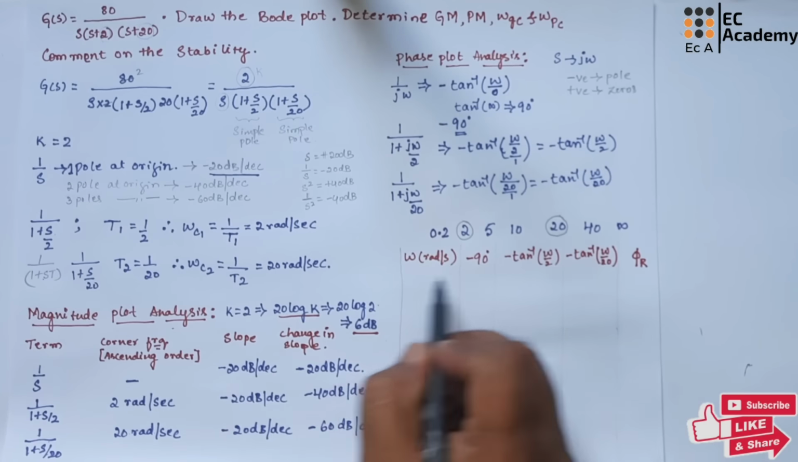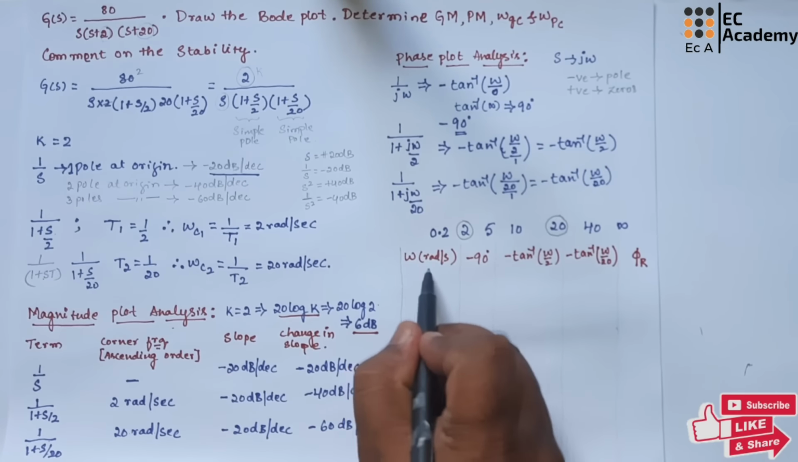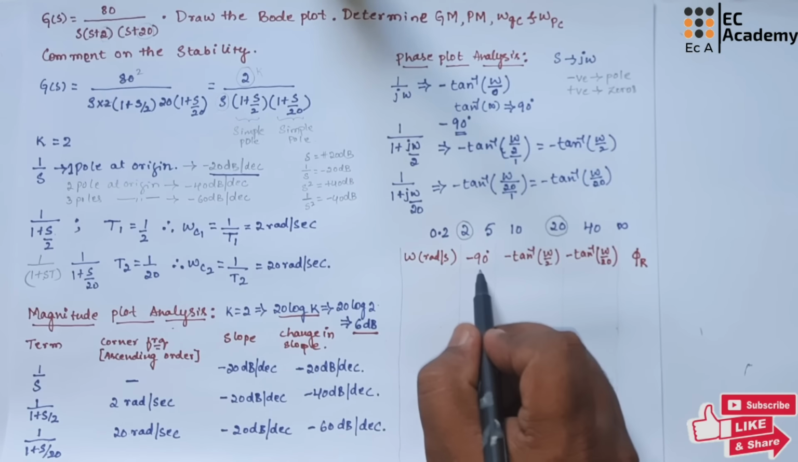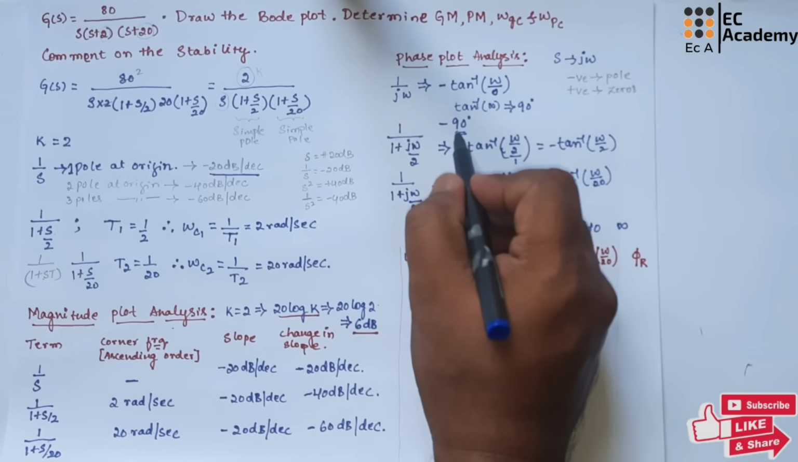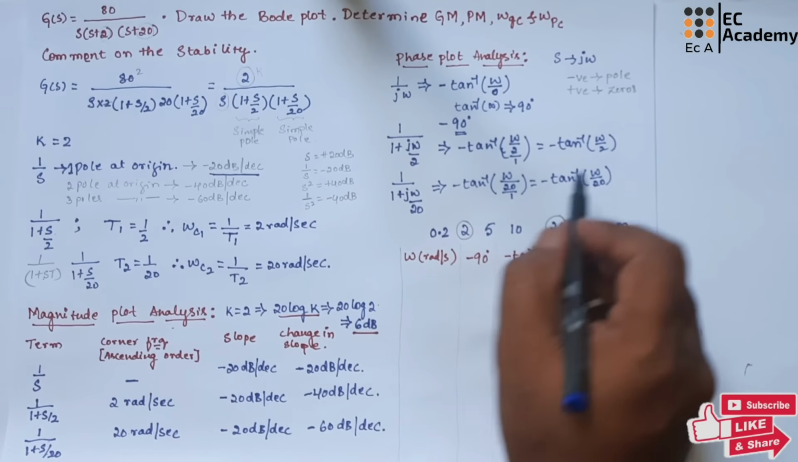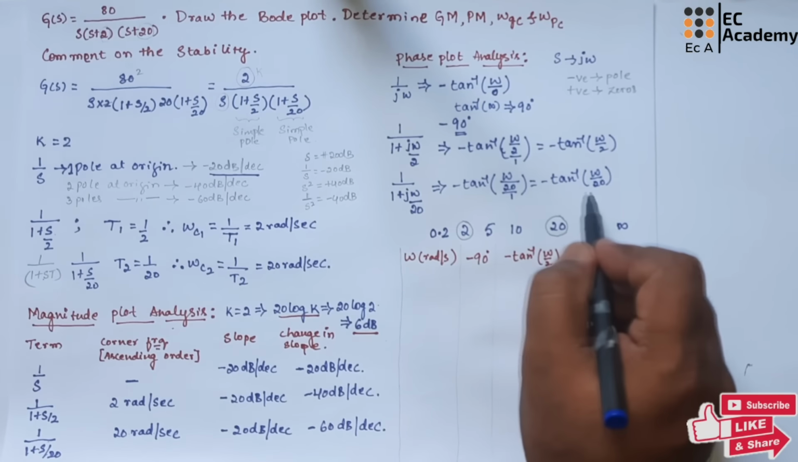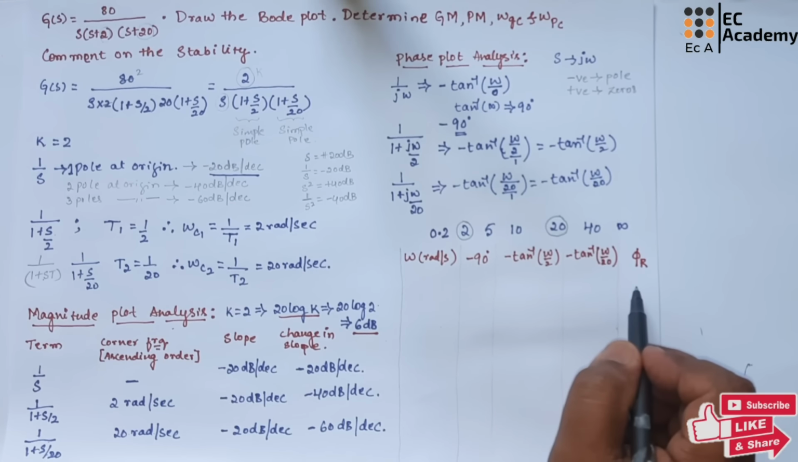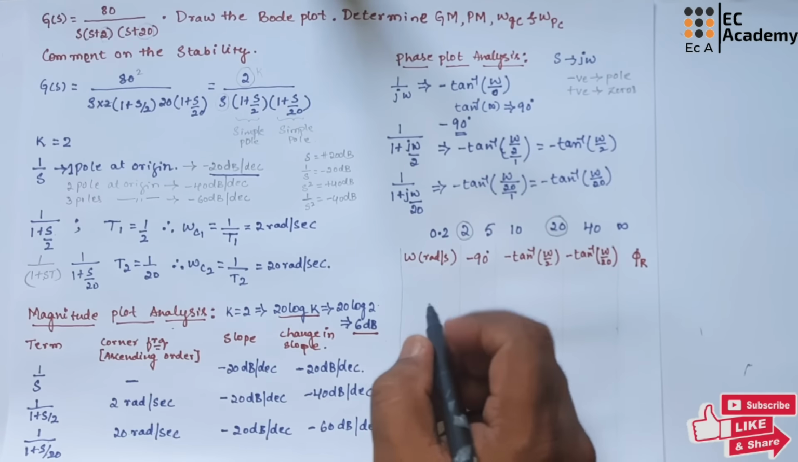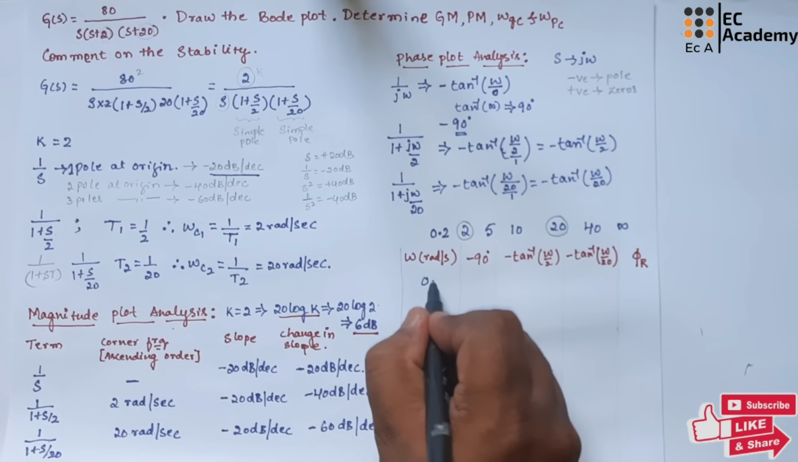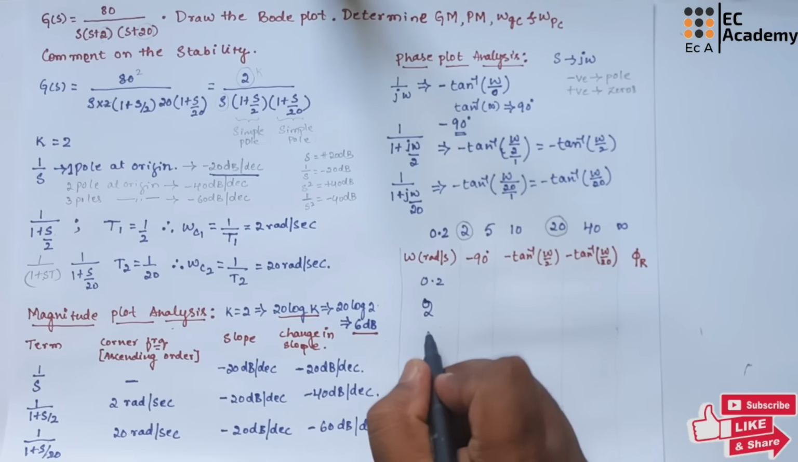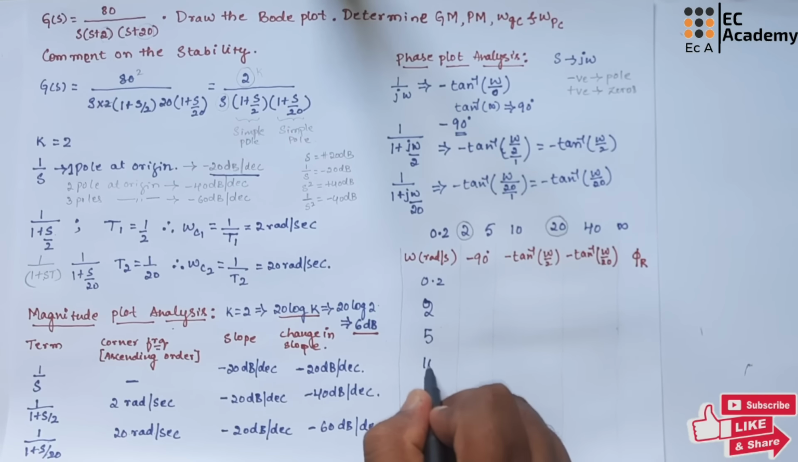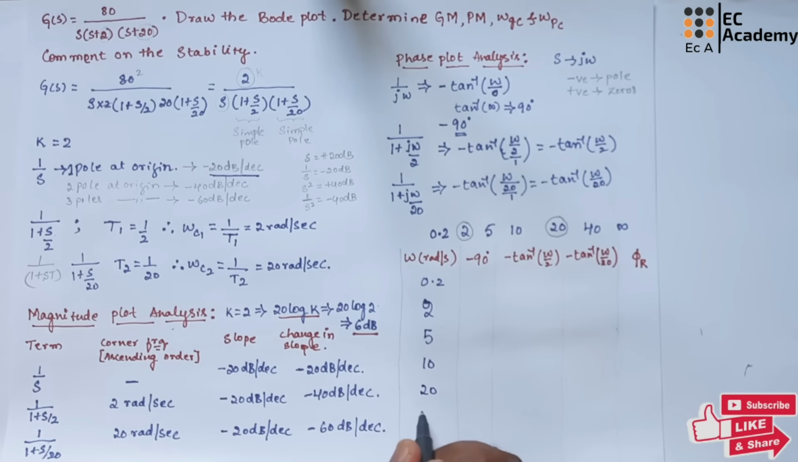Okay, so we can write a table where we will write the different frequencies in radians per second. Then we'll write minus 90 as it is here. So we'll write this term, then the last term here, and finally we'll find the resultant phase. So we'll write all these frequencies: 0.2, 2, 5, 10, 20, 40, then infinity.